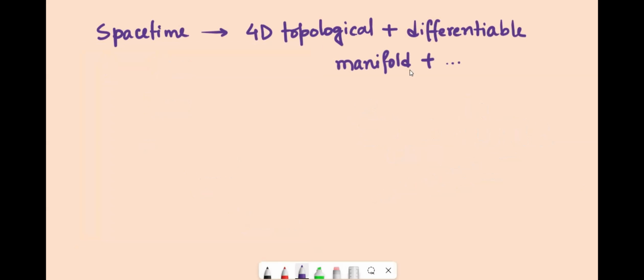Now, when we start defining spacetime, these phrases might come up. A lot of things will come up, and these particular words are going to precede everything else. Spacetime is a four-dimensional, so this part is understandable, pretty much. Topological differentiable manifold. What does that mean? Why would we even need to understand that?